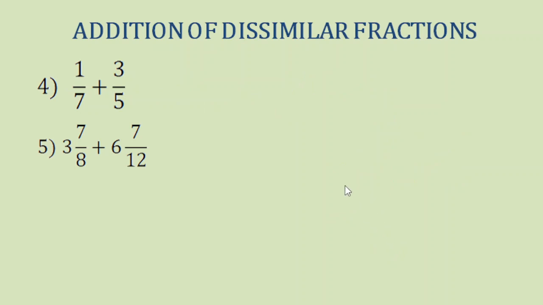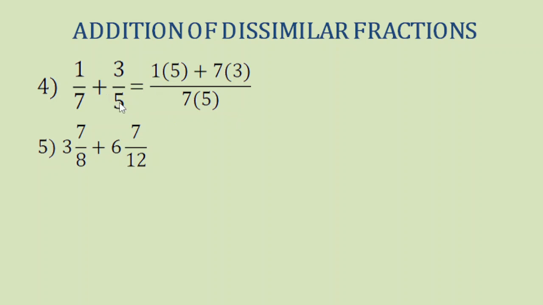Now, how about if we have dissimilar fractions? Meaning to say, the denominators are not the same. If the fractions are dissimilar and their denominators have no common factors, what we will do is cross multiplying. That will look like this: 1 times 5 plus 7 times 3, and then over 7 times 5.